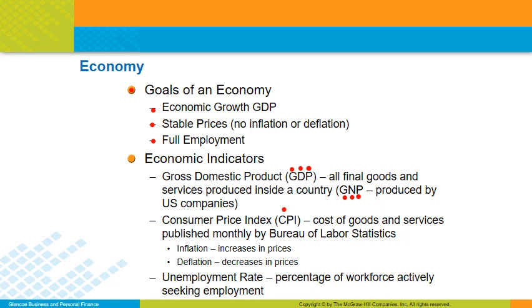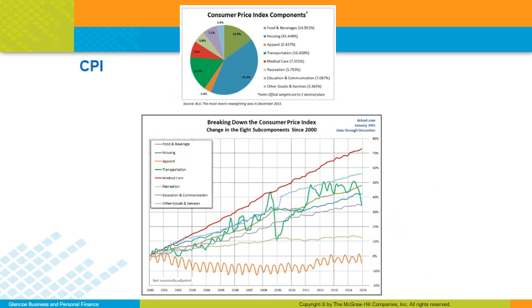The Consumer Price Index, or CPI, is the cost of goods and services published monthly by the Bureau of Labor Statistics. Inflation is an increase in prices. Deflation is a decrease in prices. All right, that's relatively self-explanatory. The unemployment rate is the percentage of the workforce actively seeking employment.